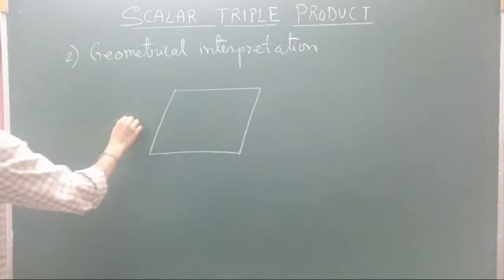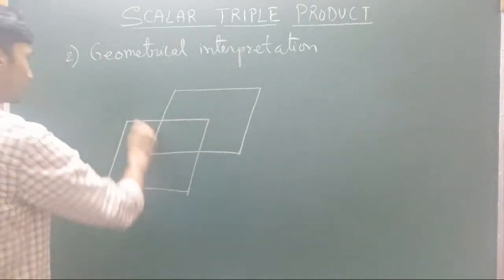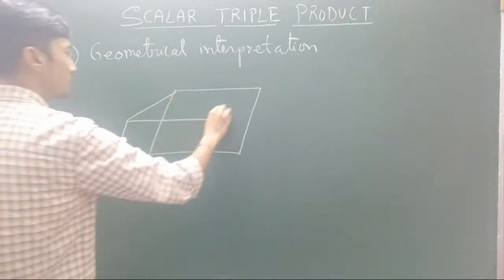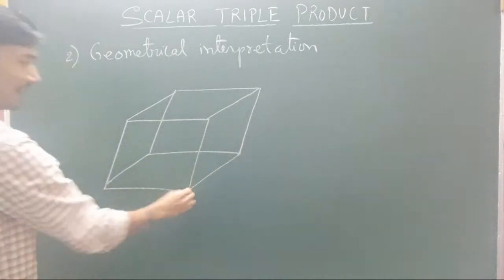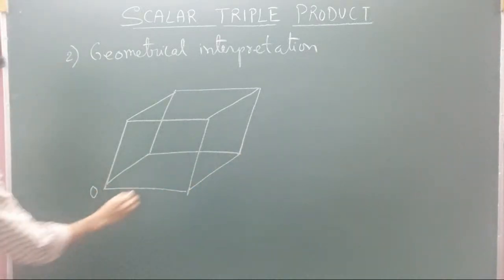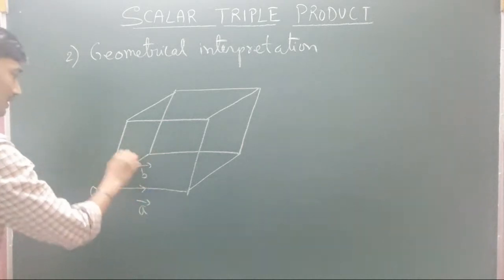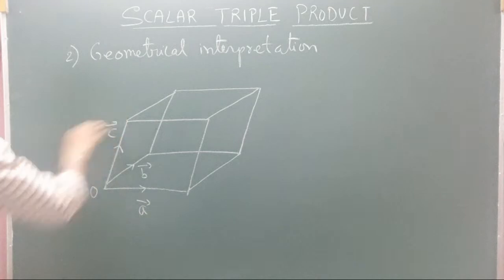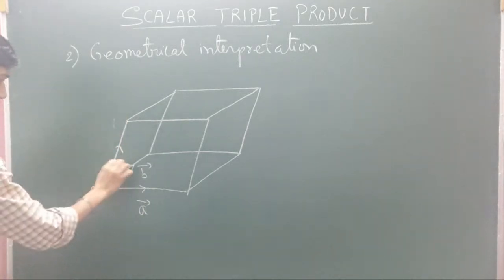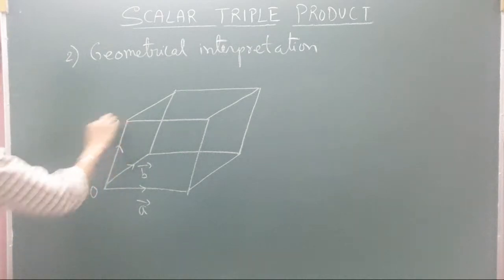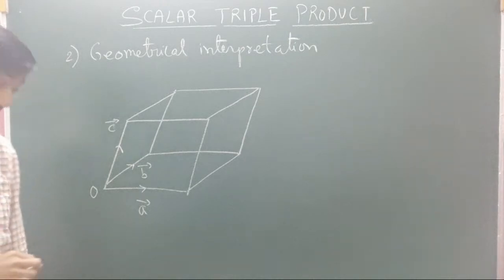Let us give it a try. So this is a parallelepiped. I hope you have liked my diagram. If we say this is the origin, and let's say this is the vector A, this is vector B, and let's say this is vector C. I'll just write C here. I hope my diagram is not very bad.